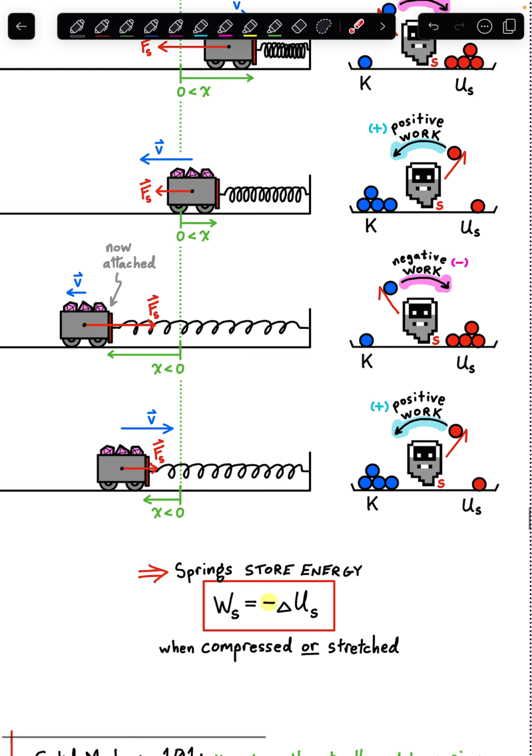And so we'll summarize this relationship by noting that the work done by a spring force equals the opposite of the change in the elastic potential energy stored by the spring. And that's either when compressed or stretched. Let's talk about that minus sign for a moment.